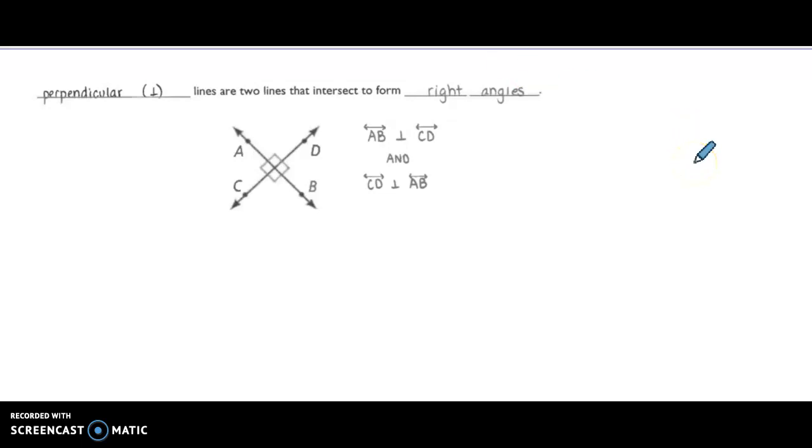All right. We're going to go over some notes for 1.6. This will not be as long. We're going to look at perpendicular lines, which hopefully will be a familiar topic.